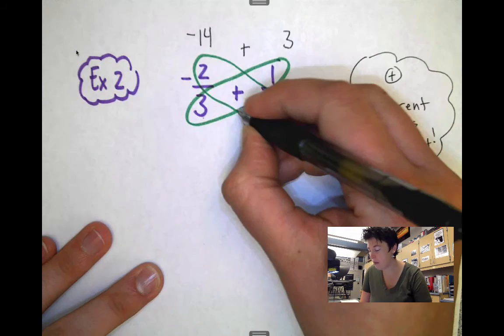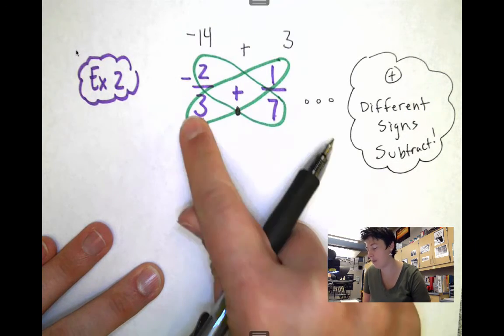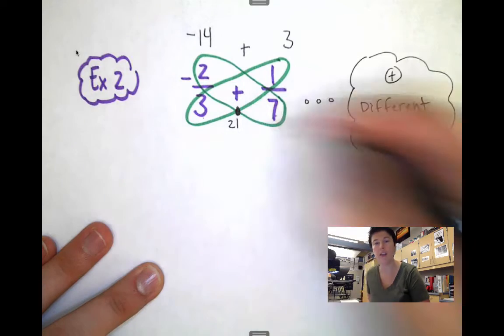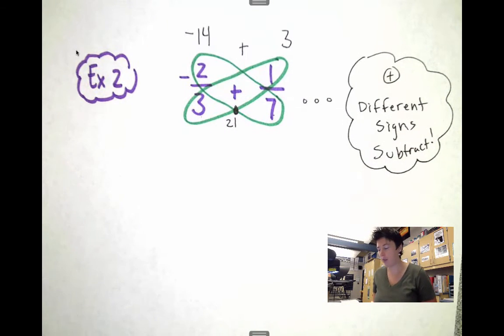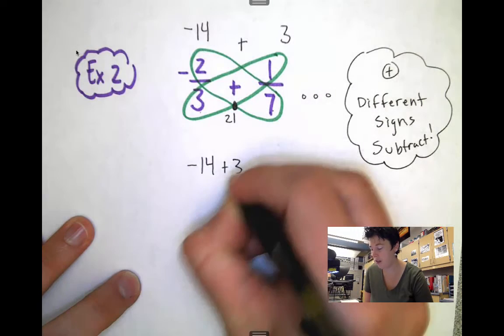And on the bottom of my butterfly, we have a 3 and a 7. 3 times 7 is 21. So I end up with a problem that looks like this. Negative 14 plus 3 all over 21.